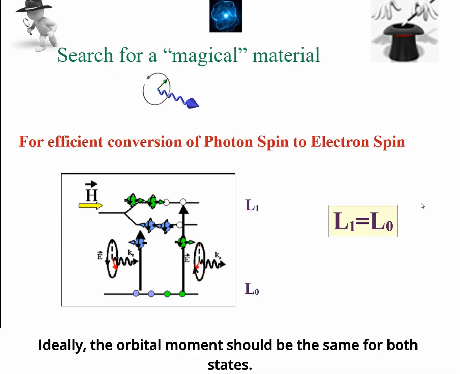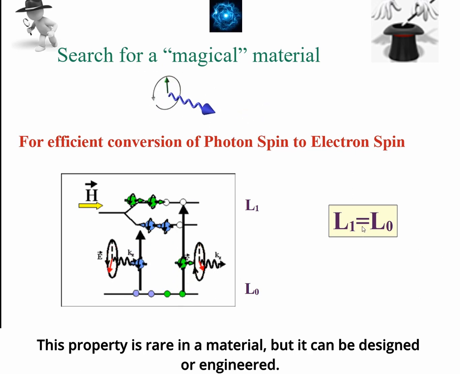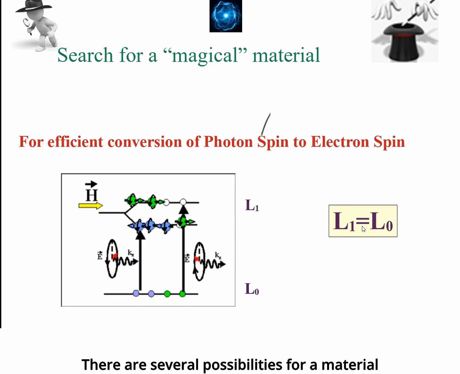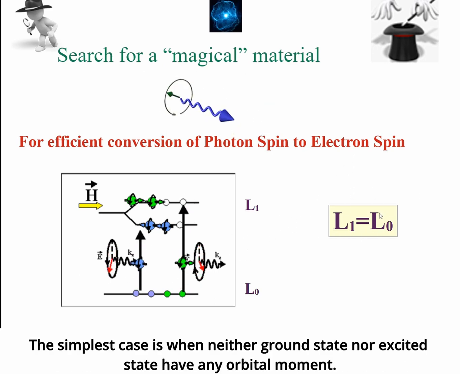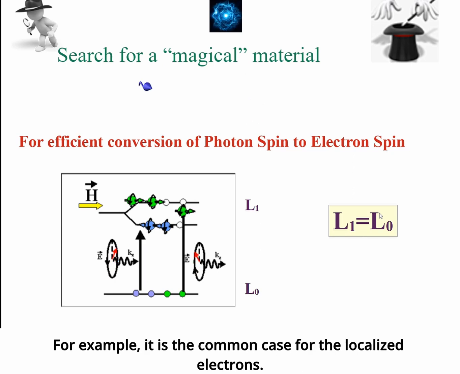Ideally, the orbital moment should be the same for both states. This property is rare in materials, but it can be designed or engineered. There are several possibilities for a material to have these specific and unique optical transitions. The simplest case is when neither the ground state nor the excited state has any orbital moment. For example, it is a common case for localized electrons.